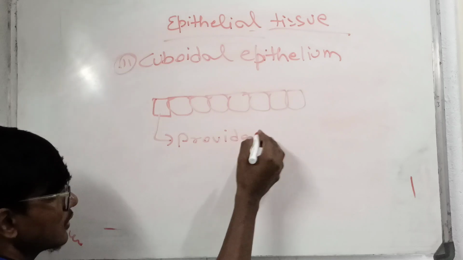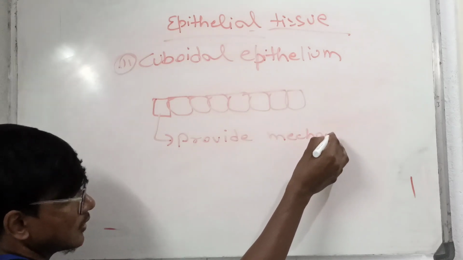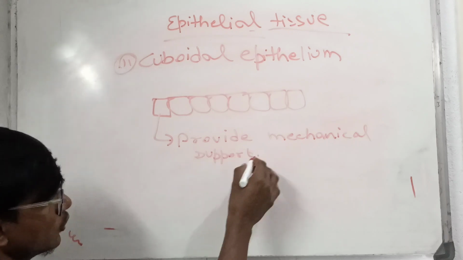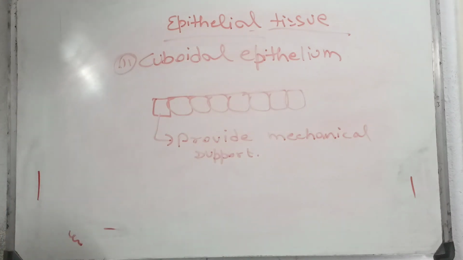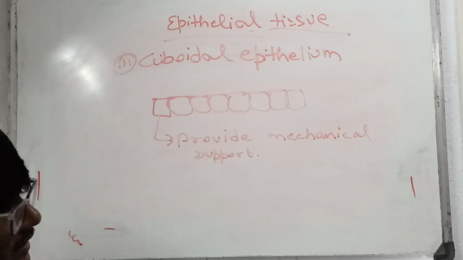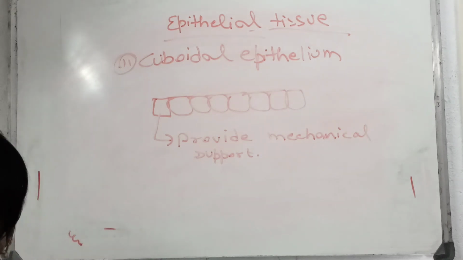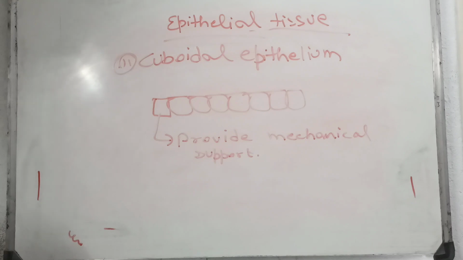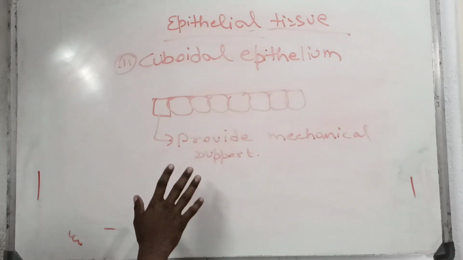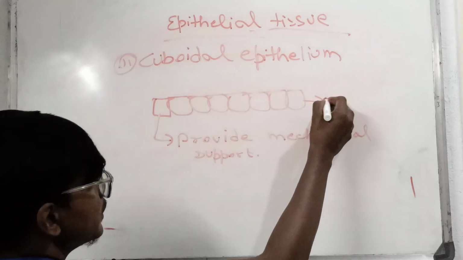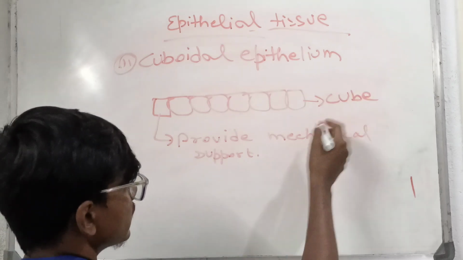Provides mechanical support. In the columnar epithelium, what was the function? It has a function of secretion and absorption, you can say, in the intestine. Here in the cuboidal epithelium, it provides mechanical support, that is the function of this cuboidal epithelium. Shapes will be cube shape. This will be cube, not cuboidal. Okay, the shape will be cube.